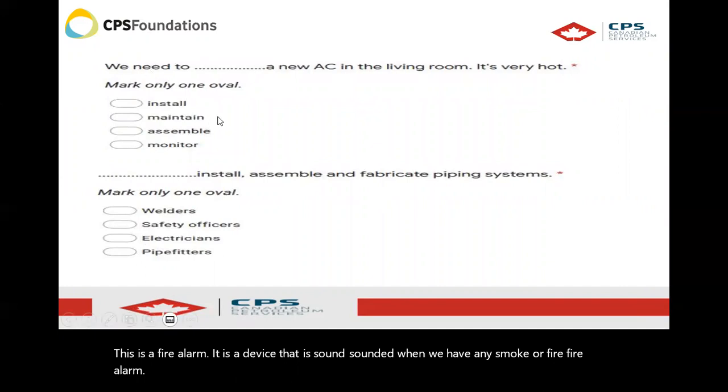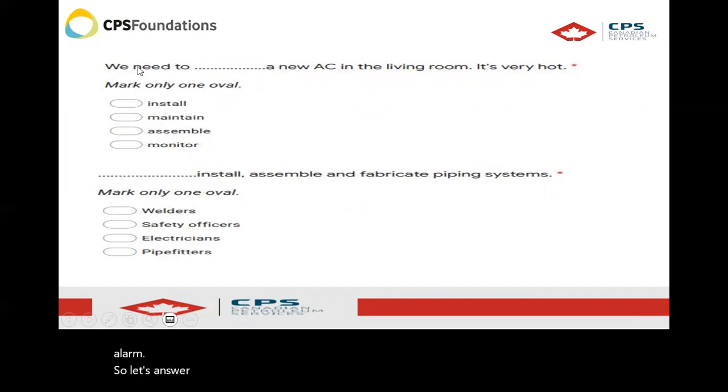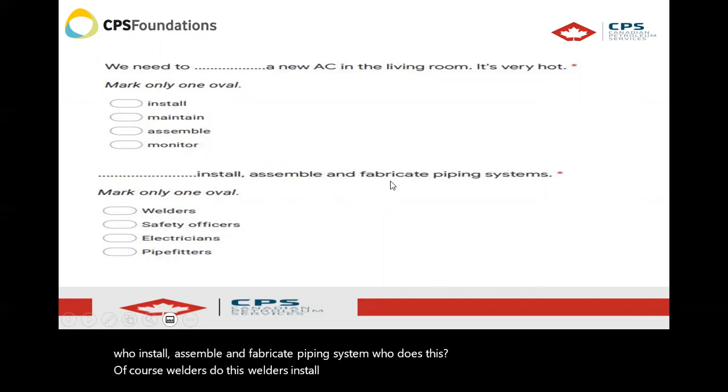So let's answer these vocabulary questions. Question 1, we need to install a new AC in the living room. It is very hot, so we use the word install. Number 2, who installs, assembles, and fabricates piping systems? Who does this? Of course, welders do this.